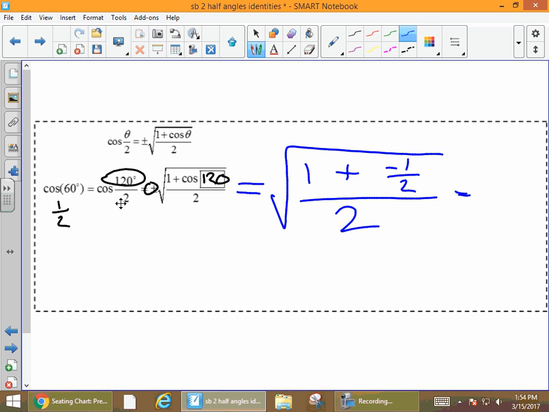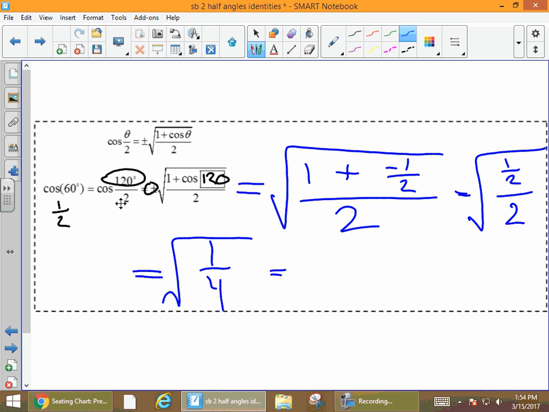So what is our numerator going to become? What's 1 plus negative 1/2? It's just going to be 1/2. 1 minus 1/2 is 1/2. You have $1, take away 50 cents, get 50 cents. And now we have 1/2 divided by 2. What is 1/2 divided by 2 going to give us? 1/4. So we have the square root of 1/4. And does anyone remember how we take the square root of a fraction?